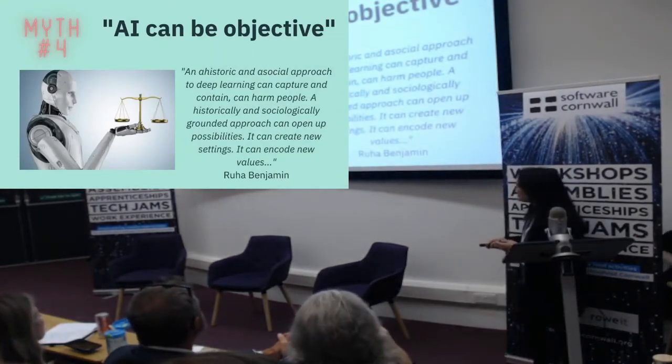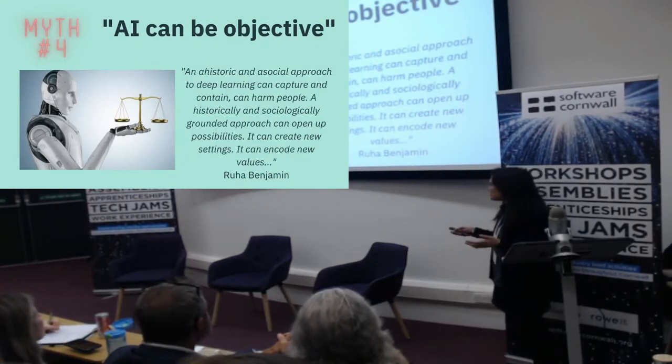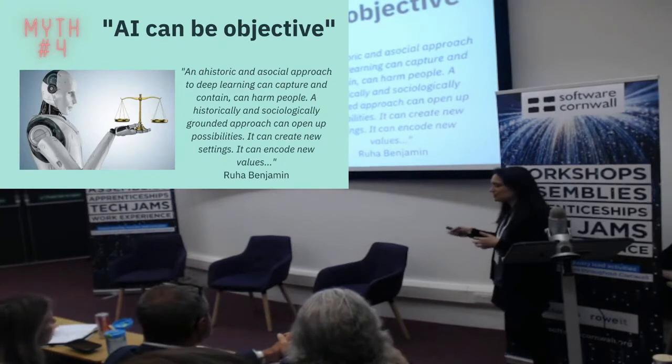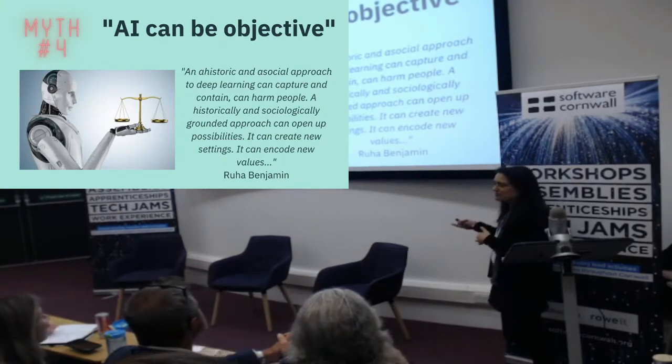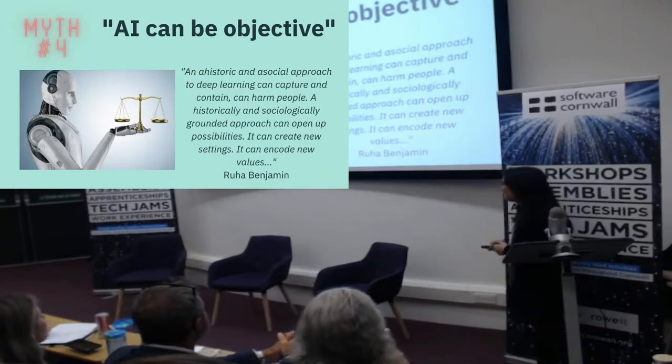AI can be objective. If you think that AI has agency, then you can start to think, well, maybe it's a good agent or a bad agent. Obviously, it doesn't have agency, and it can't be objective.